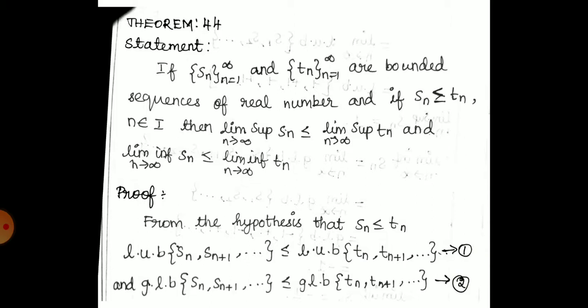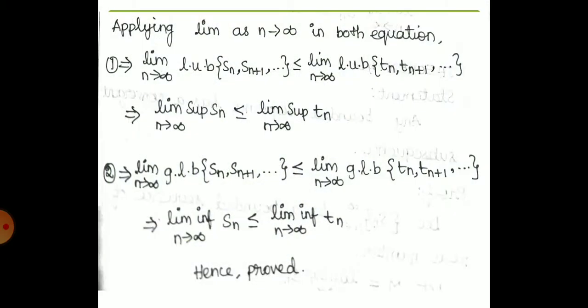Proof: from the hypothesis that Sn is less than or equal to Tn, we know that, as per the definition, LUB of Sn is less than or equal to LUB of Tn, and GLB of Sn is less than or equal to GLB of Tn. From the two equations we arrive at that. So applying limit n tends to infinity in both equations, what will happen? Limit n tends to infinity of LUB of Sn is less than or equal to limit n tends to infinity of LUB of Tn. This is the definition of limit superior Sn, and this is for limit superior Tn. Now from the second equation, likewise, we apply limit n tends to infinity to GLB. So limit inferior Sn is less than or equal to limit inferior Tn, this is the definition of the inferior. So in both cases we have proved.